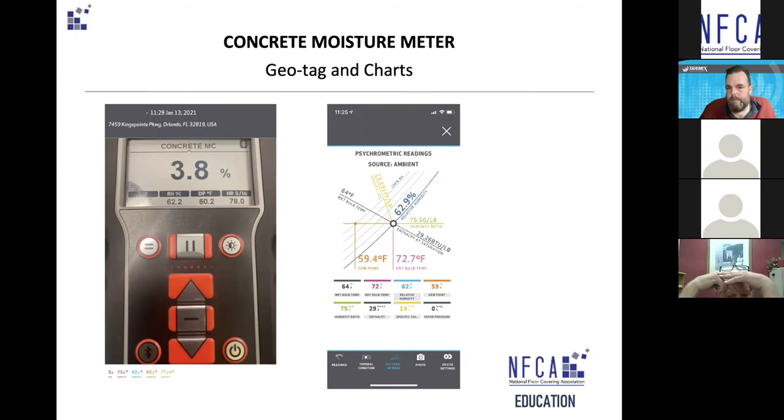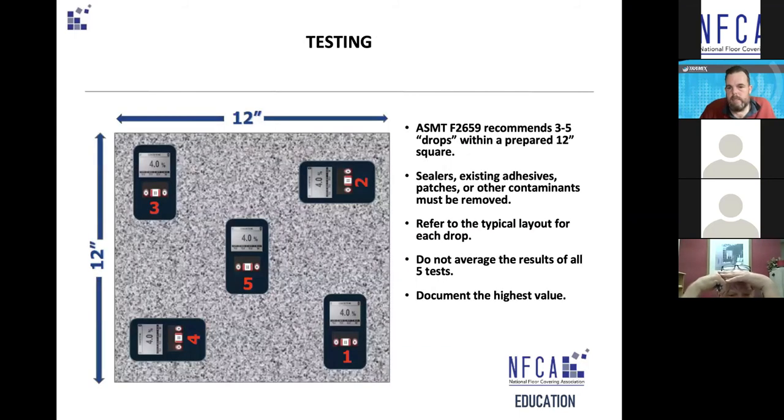Andrew, can you go back to the last slide? From time to time when people are doing this testing, they're not actually getting the concrete ground down to do the testing correctly. So it's just as important as calcium chloride that you're actually testing the concrete. You're not testing sealers, you're not testing glues on top of it. You've got to get that down to a 12-inch by 12-inch square. You grind the concrete down to the point that you get into open slab and then test it that way.